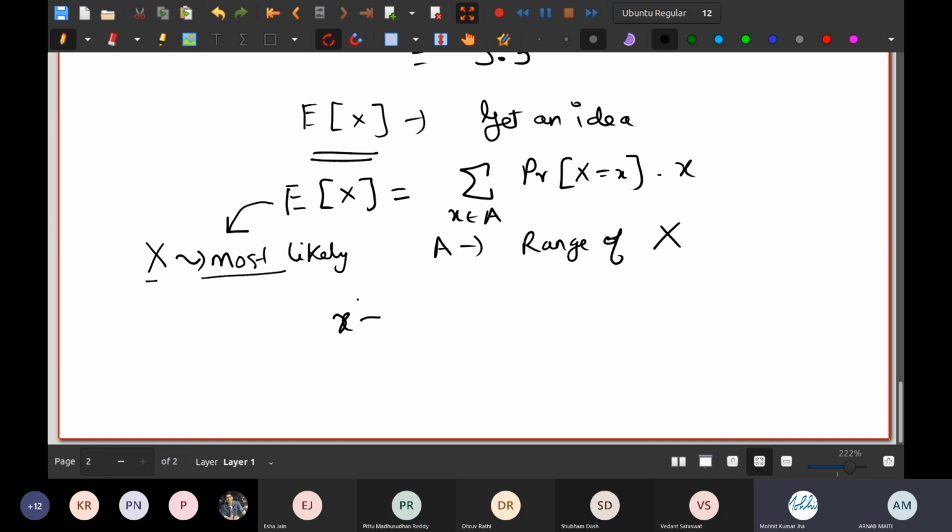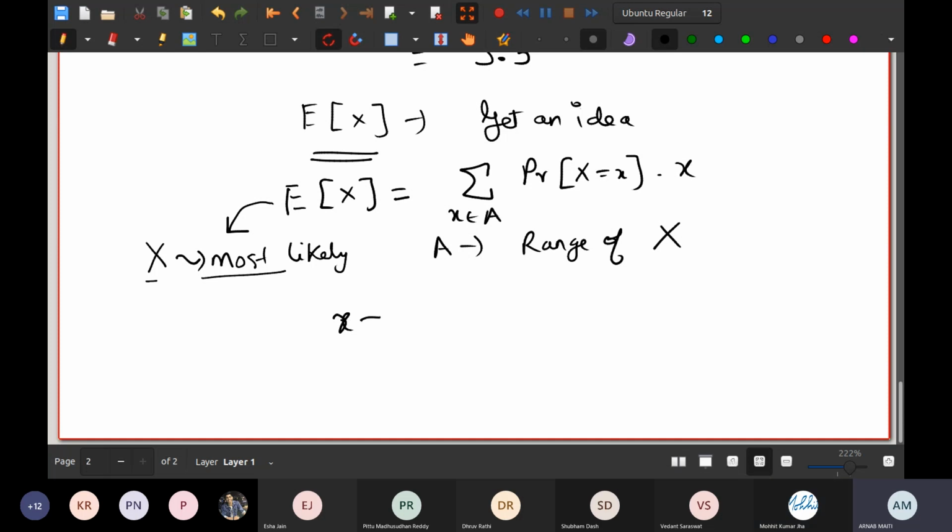Generally we think of it this way: suppose there is a dice. So basically, what you are saying is, say you do the experiment 1,000 times and you average the values which you get. That is in a way your expectation of x. That's what Madhusudan was trying to say.